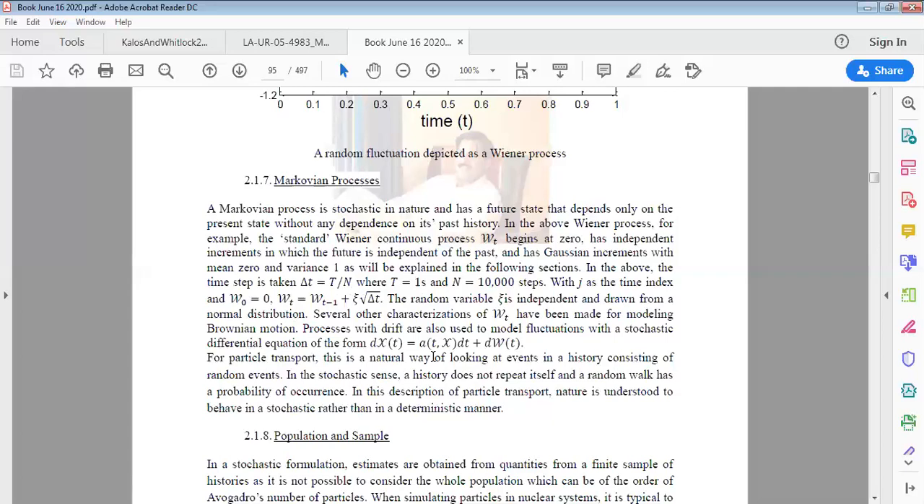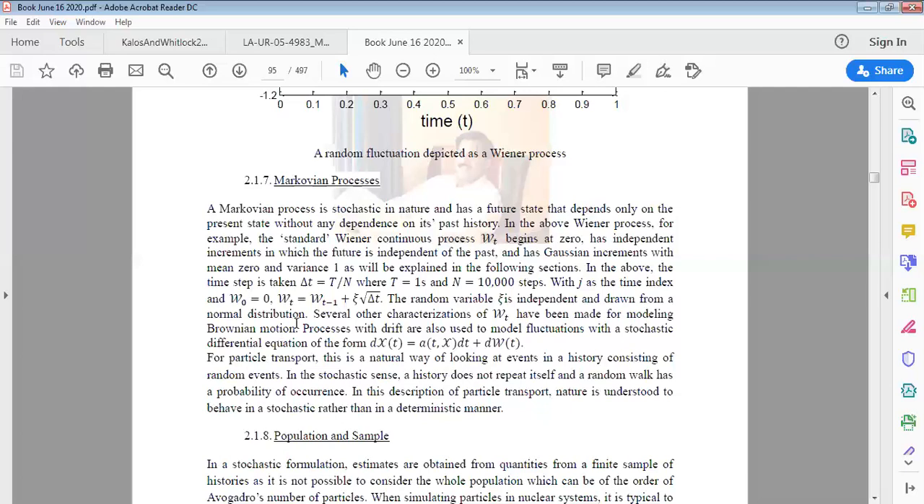Now, several other people, such as Levi and others, have looked at variations of the Wiener process, and many characterizations have been made for modeling the Brownian motion. Brownian motion is so typical of the fluctuations that take place in several situations. So that is why it is characterized sometimes as a stochastic differential equation.